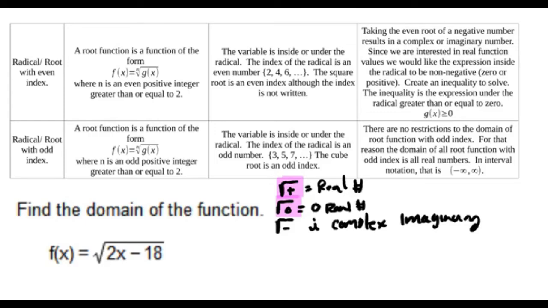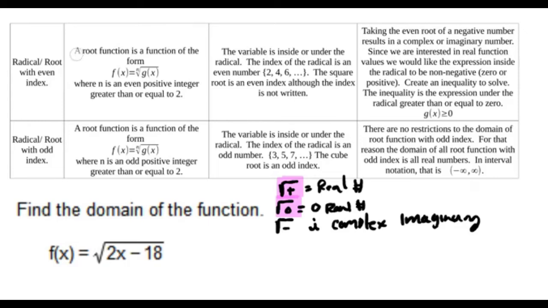So I've got some information up here being more specific about radical and root functions. This is obviously a radical or root function because we have the square root. And with radical and root functions, you want to pay attention to whether you have an even index or an odd index. So the index is going to be on the radical right here. In this example, we don't have an index listed, and when an index is not there, we assume it to be a square root. And so we're dealing with an even index.